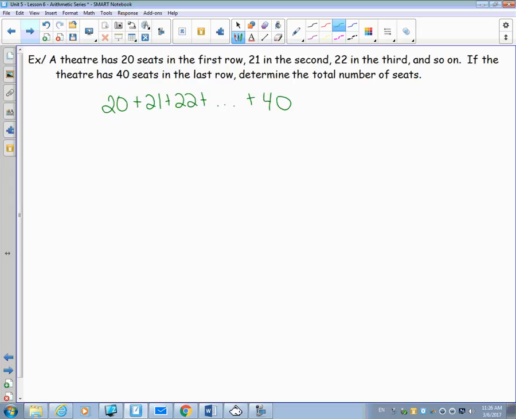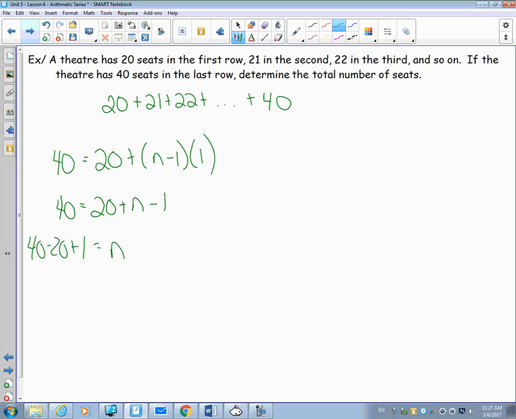Well, that looks awfully familiar now, right? Once you take the words away and think of it as just a sequence of numbers, it's exactly what we've been doing. I don't know how many terms there are, so I'm going to solve it. My difference is 1. It's kind of nice to work with. So I'll solve this equation. It turns out there's 21 rows altogether. I want to find the sum of 21 rows.